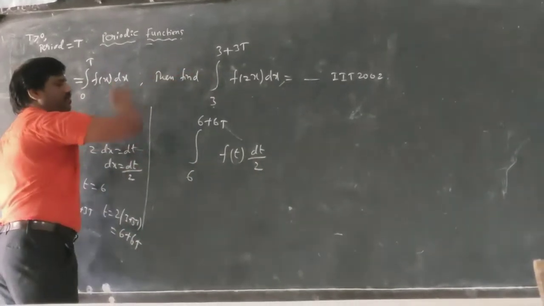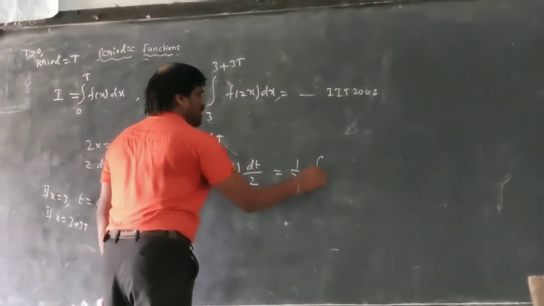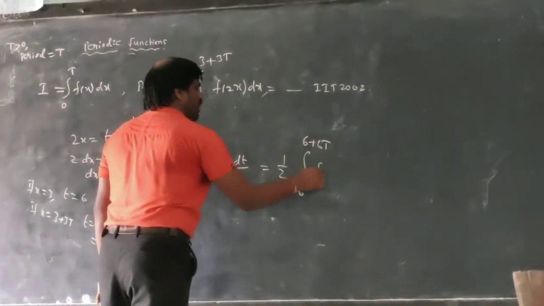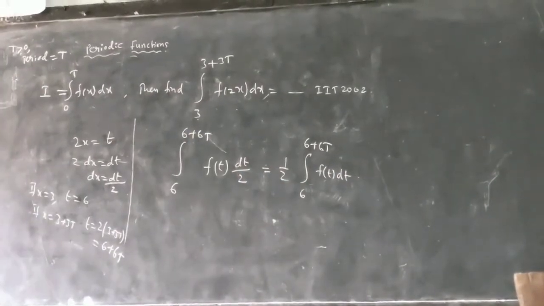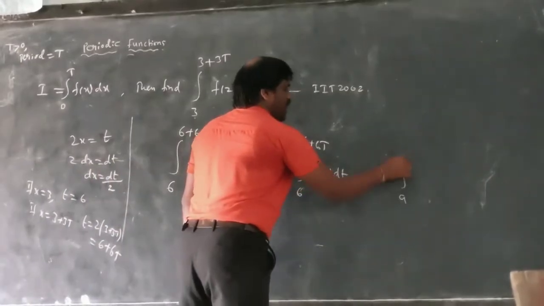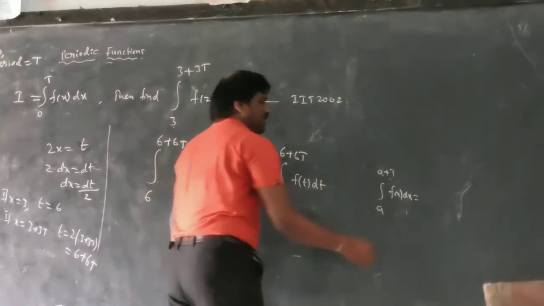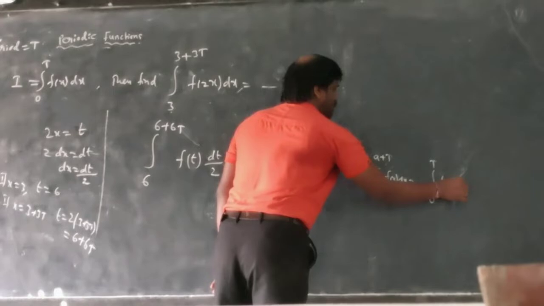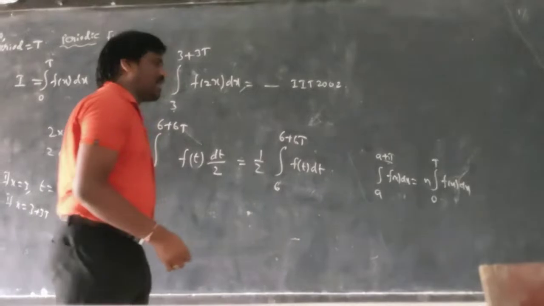So we have to find the value of this. I can write 1 by 2 out, and the integral from 6 to 6 plus 6T of f(t) dt. You got it in this form. Just now I explained the second property: if you have the integral from a to a plus nT of f(x) dx, then I can write it as n times the integral from 0 to T of f(x) dx. According to that formula we have to write it, right?